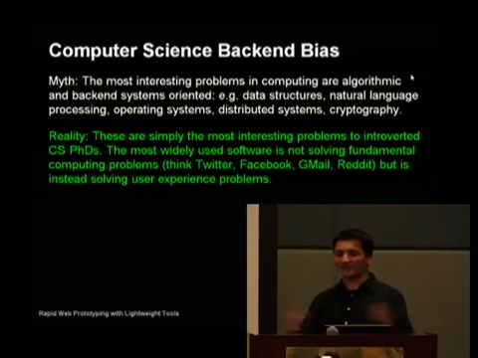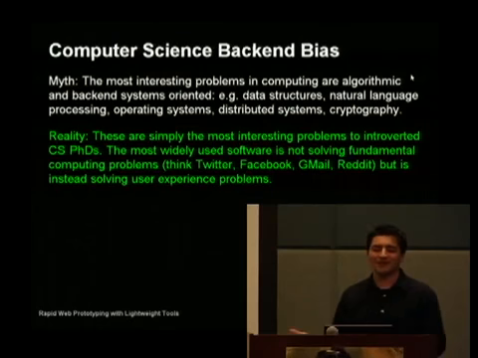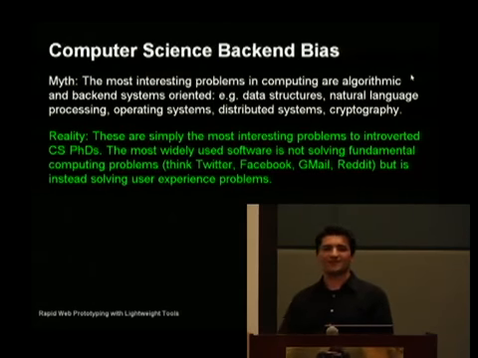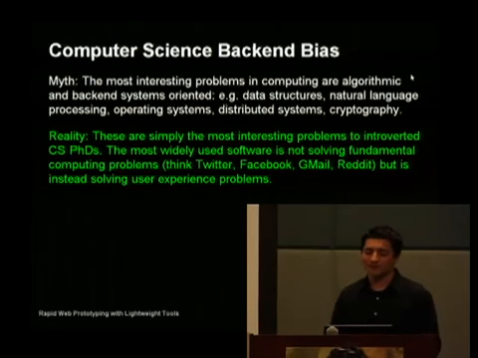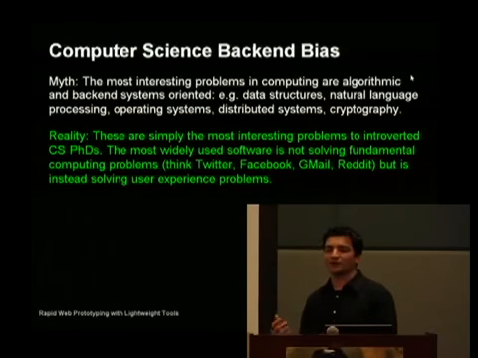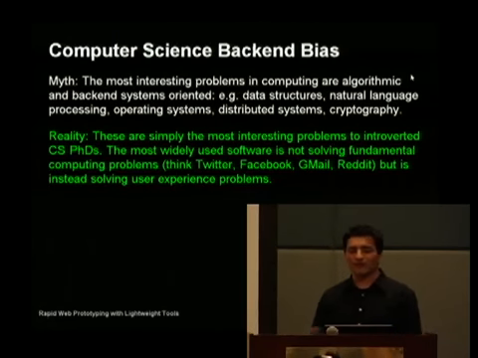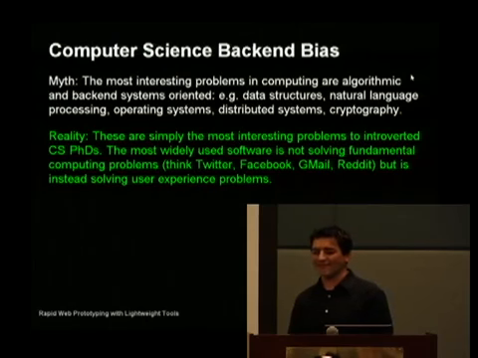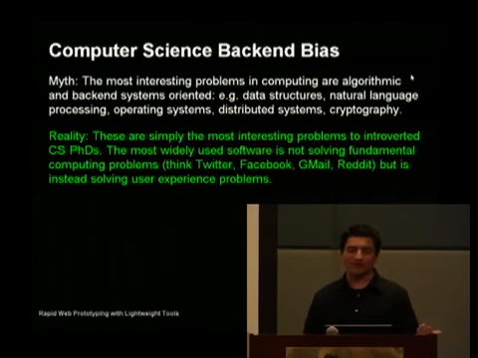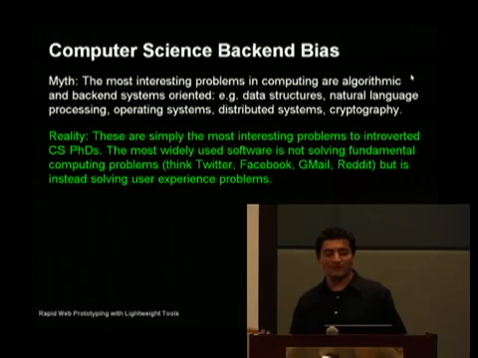So the most widely used software in the world doesn't really deal with these problems, or if it does, it outsources it to system software in an open source library some way. If you think of Twitter, Facebook, Gmail, and Reddit, what makes these tools so compelling to users isn't that they had really good queuing software, to take the example.